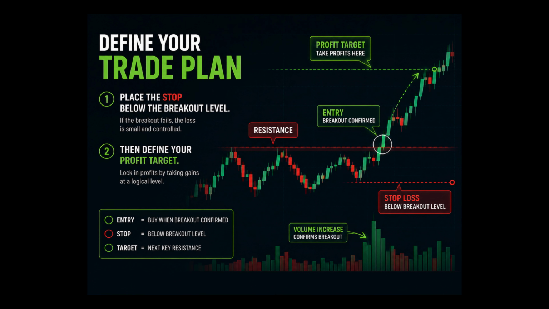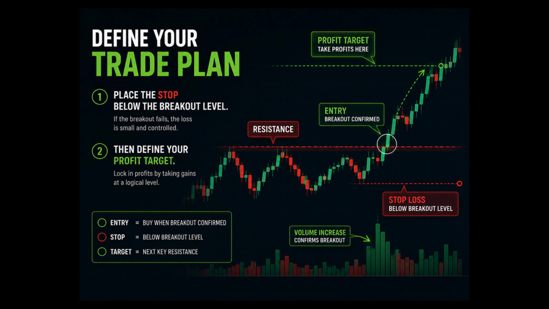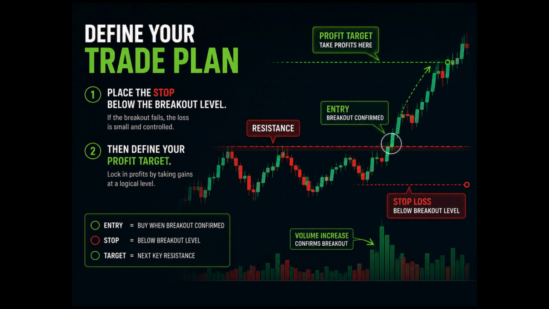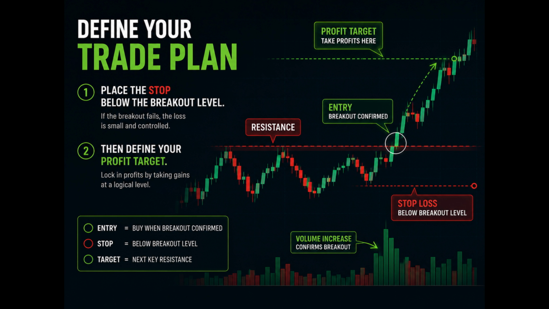Now define the risk. Where does the bot exit if you are wrong? For example, place the stop below the breakout level. Then define your profit target. Now the bot knows three things: where to enter, where to get out if the trade fails, and where to take profit.